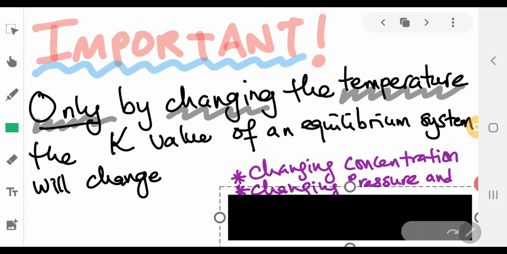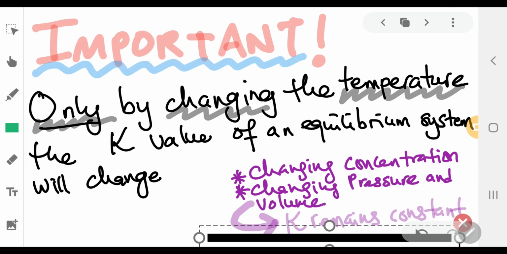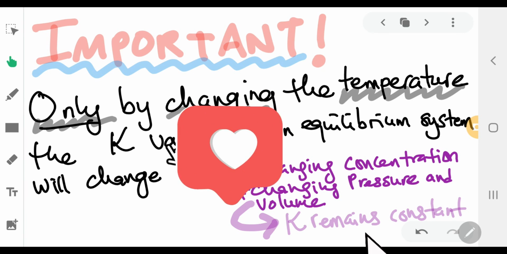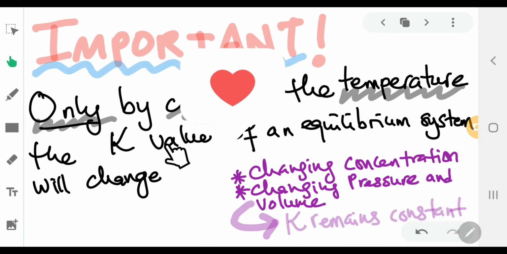However, for changing concentration and changing pressure and volume, the K value of the reaction will remain constant. It will always be the same. So you will just need to try to get the value of Q equals K when you are changing the concentration, pressure, and volume. But by changing the temperature, you are changing the value of K as well.